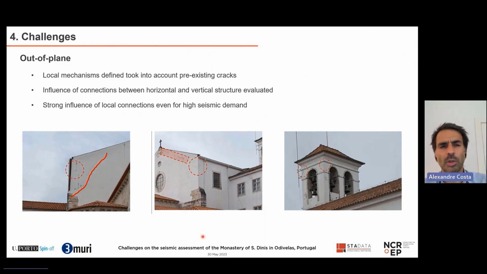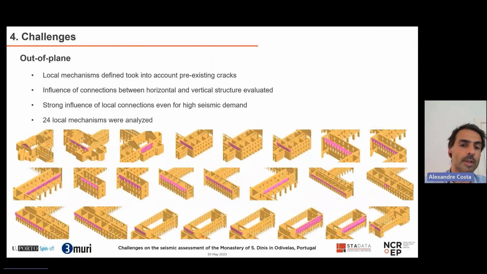Moreover, we wanted also to evaluate the influence of connections between horizontal and vertical structure, so the importance of slabs and roofs, and it was also to evaluate with these simulations that it has a strong influence even for seismic demand. So this means that we need, in the strengthening phase, to really connect horizontal to vertical elements.